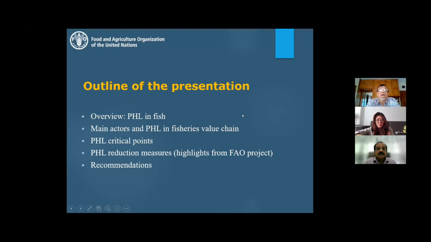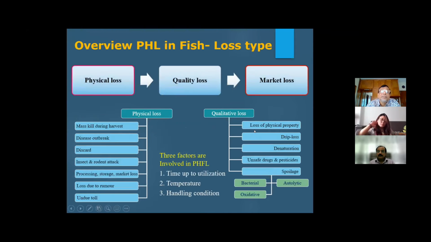The outline of my presentation: I'll talk about the overview of post-harvest fish loss and the main actors involved who suffer from post-harvest fish losses in the fisheries value chain, some critical points of post-harvest fish loss, and loss reduction measures, highlighting our FAO Department of Fisheries technical cooperation projects. And I'll end my talk with some recommendations.